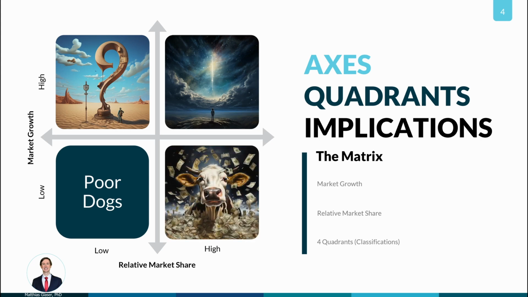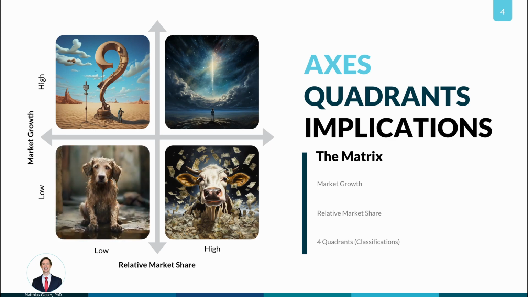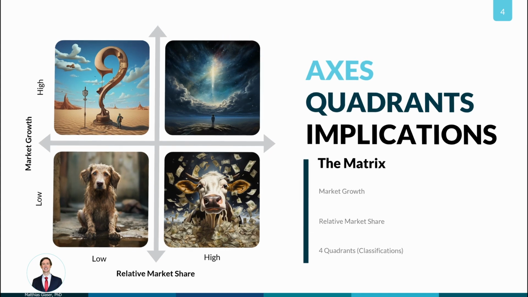The last quadrant is slow in market growth and market share, hence the name poor dogs. The implications for poor dogs are to either divest or reposition. This quadrant is also called pets sometimes. Now, you may have some questions that fall in line with the critique of the matrix that I'm going to discuss.